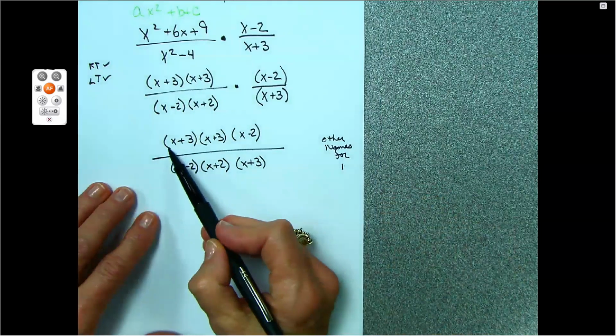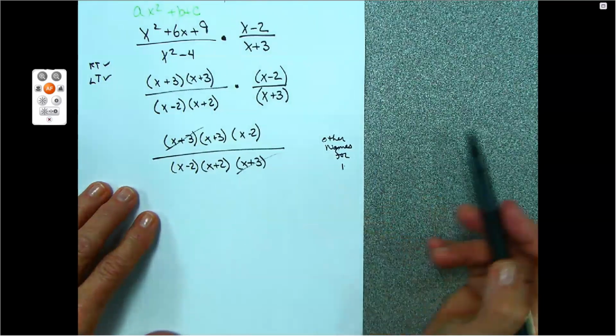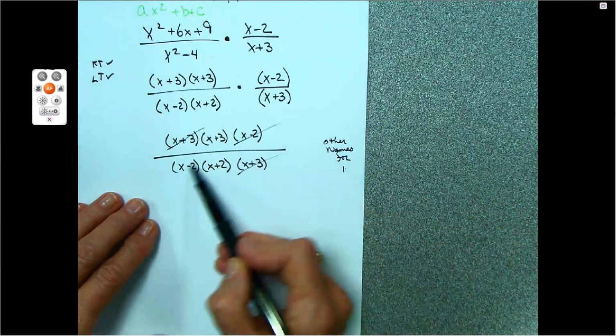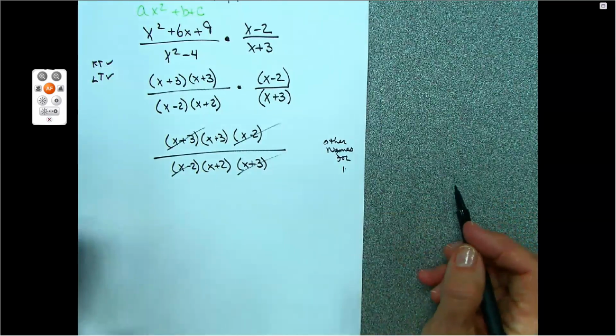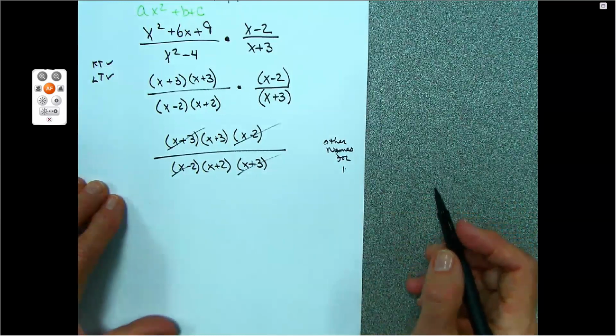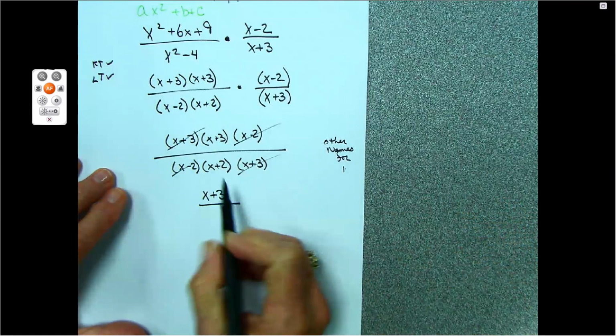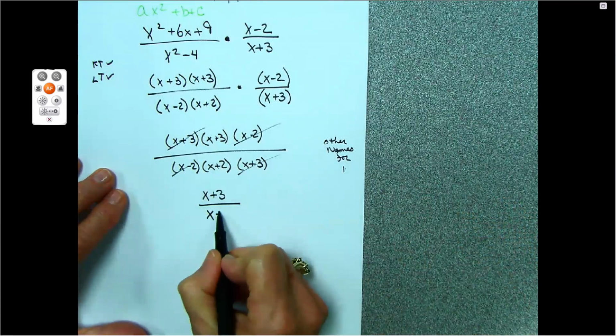Looks like I have an x plus 3 divided by an x plus 3. And here's an x minus 2 divided by x minus 2. What's left in the numerator? X plus 3. What's left in the denominator? X plus 2.